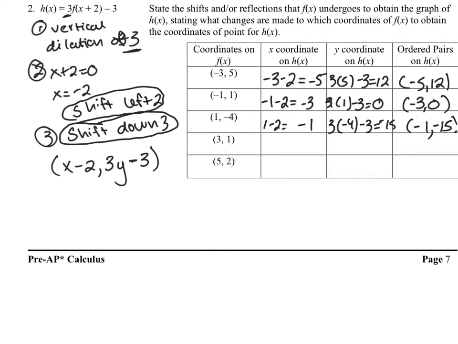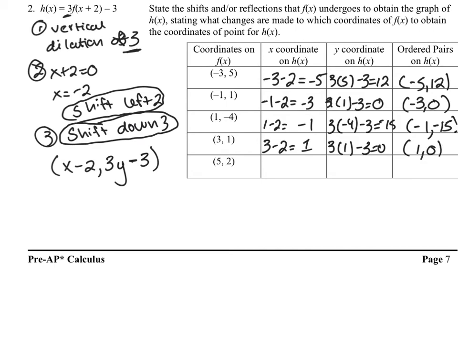All right. So now our X value is 3. So we have 3 minus 2, and that is 1. And then our Y value is 3 times 1 minus 3, okay? And then 3 minus 3 is 0. So my ordered pair is 1, 0, okay?